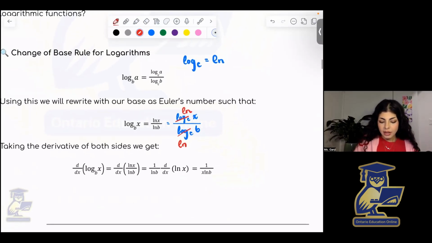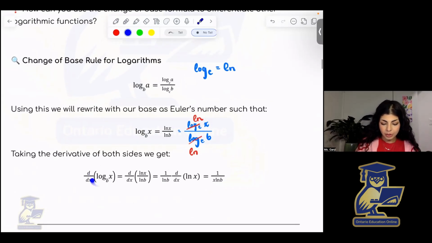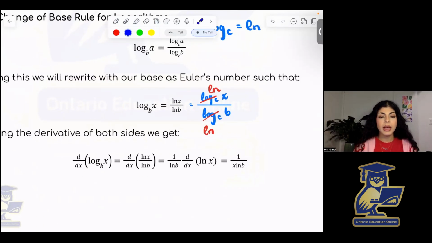And so we have this definition here. Now taking the derivative of both sides, because this is the derivative we want to find, right? Now we have to find the derivative of the natural log of x over natural log of b, and we're finding the derivative of this with respect to x, so our variable x. But notice how natural log of b is not dependent on x, so it's a constant. So we can factor that out. That's our constant multiple rule. And now we're left with the derivative of the natural log of x.